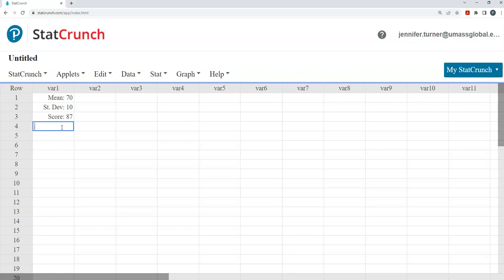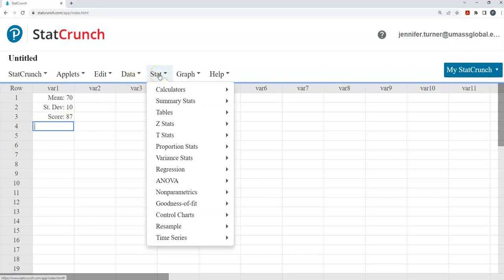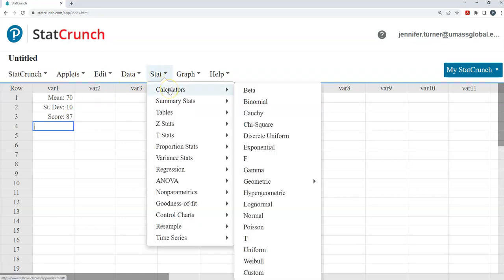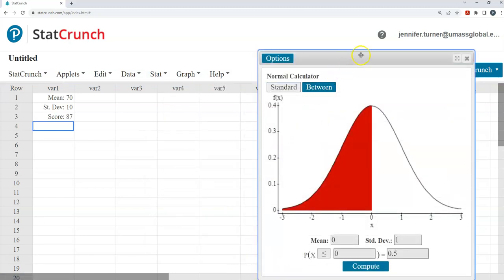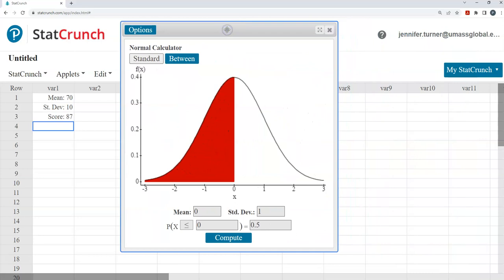To use Statcrunch to calculate the percentile for someone who got an 87 on this test, we're going to go to Stat at the top, then Calculators, and we're talking about something normally distributed here, so we're going to go down to Normal. Once you click on that, you should get this normal curve open up. You have options up here to use the standard normal curve or to go between 2 points.